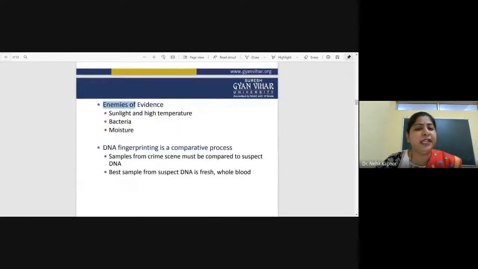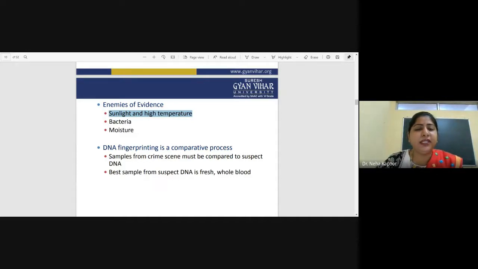So there are certain enemies of evidence, that means things that can destroy the evidence before the testing is done. That is sunlight and high temperature, bacteria and moisture. Because if some bacterial contamination is there, even then your result would be wrong. If some moisture is there, in that case mold may develop. If sunlight and high temperature is there, and if something is sensitive to heat, in that case that evidence may be destroyed.